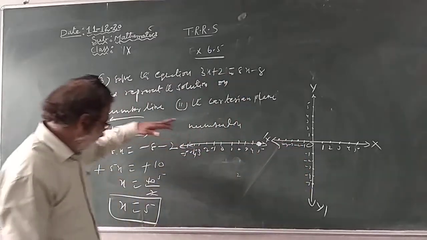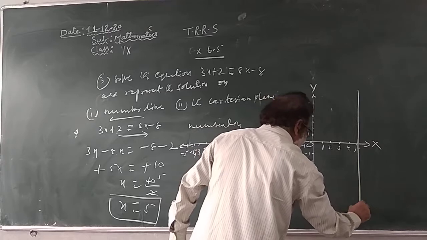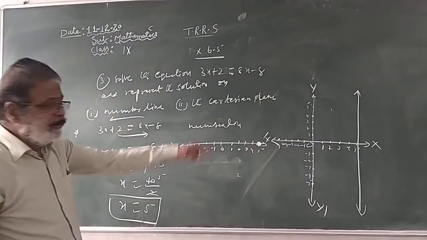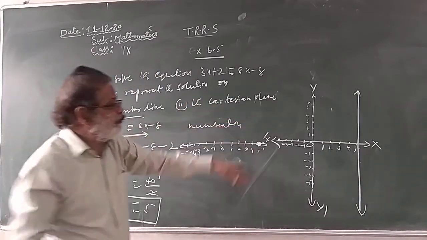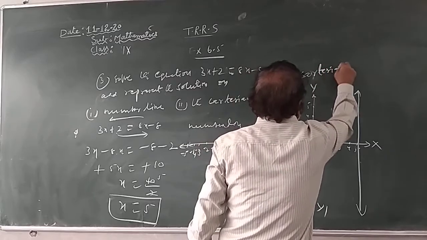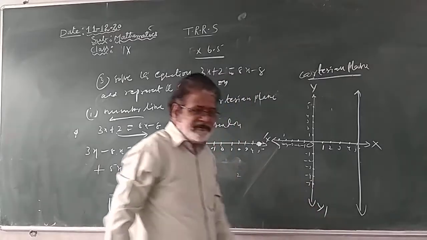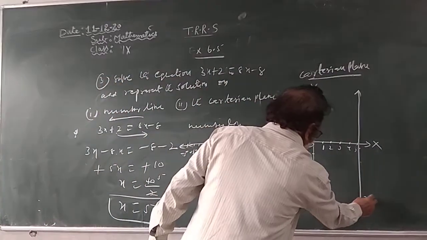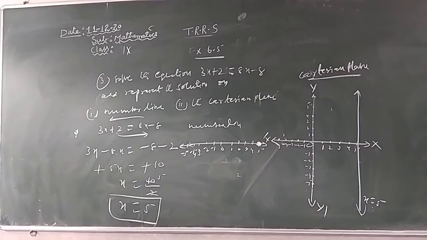So it is passing through x equal to 5. This is x equal to 5. This line is parallel to what? Y axis. Involved in x, it is parallel to y axis. Like this, you can draw the number line. This is the Cartesian plane. What is this? Cartesian plane means representing on a graph with x axis and y axis. What does this represent? The graph of x is equal to 5. You do it.